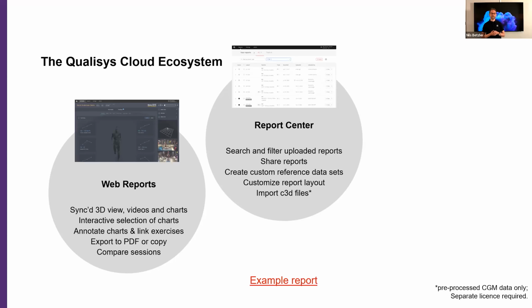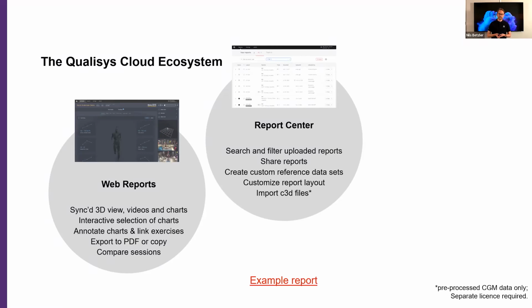But already today, you can create a secure link and make it available to the person you want to share the report with. You can create custom reference data sets. If you're working with different types of populations or different types of athletes, this is the place where you can select a subset of your reports and create a reference data set. And this reference data set will be displayed in the background of your reports if you like to.